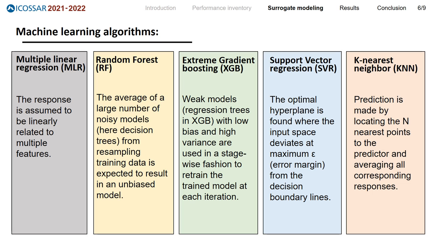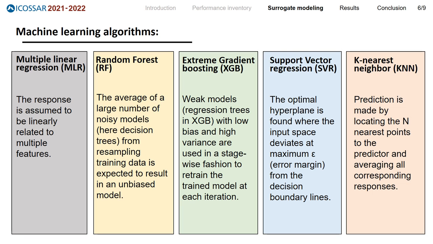Now, multiple linear regression, or MLR, assumes that the response is linearly related to multiple features. The coefficients of the model are then obtained by minimizing the sum of square residuals. Random forest uses the bagging concept, where the average of a large number of noisy models, here decision trees, from resampling training data is expected to result in an unbiased model. Gradient boosting methods rely on a boosting approach in which weak models with low bias and high variance are used in a stage-wise fashion to retrain the trained models at each iteration.